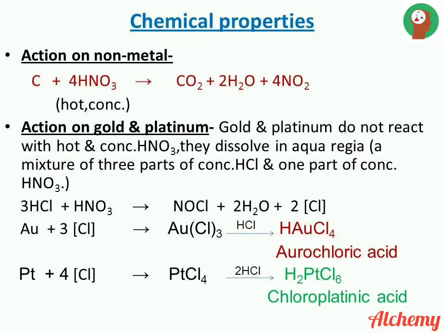Next we will discuss the chemical properties of nitric acid. First, action on non-metals. Carbon combines with 4HNO3 to form carbon dioxide + 2H2O + 4NO2. Gold and platinum do not react with nitric acid, but they dissolve in aqua regia. Aqua regia is prepared by mixing 3 parts of concentrated hydrochloric acid and 1 part of concentrated nitric acid. The corresponding reactions are given below.